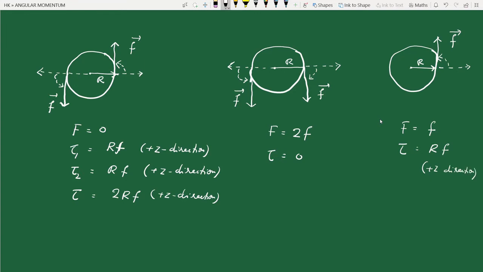So in general, in the case of rotational motion of a body, there can be force as well as torque, but there can be situations where there is no net force, as in the first case, where there is no net force but there is some torque. In the second case there is a net force but there is no net torque. In the third case there are both force and torque. Okay, so that depends upon the situation.